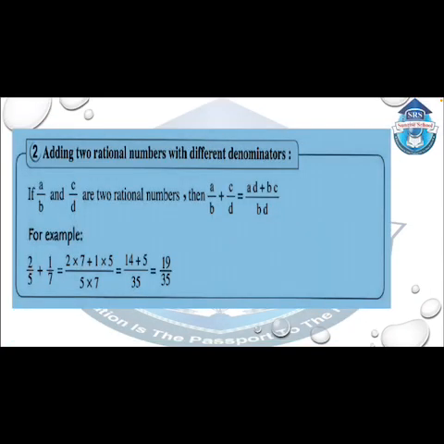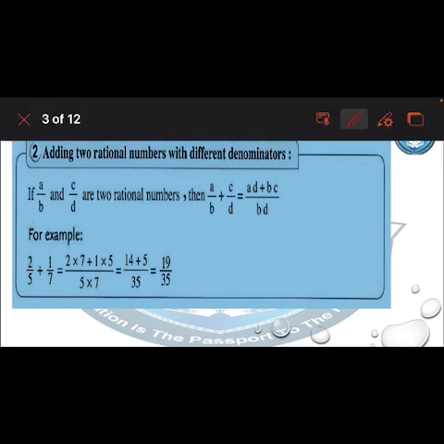Second, adding two rational numbers with different denominators. Okay, how to do this? Also, it is easy. First of all, we will multiply the two denominators together. Then, the first numerator will be multiplied by the second denominator, and the second numerator I will multiply by the first denominator.